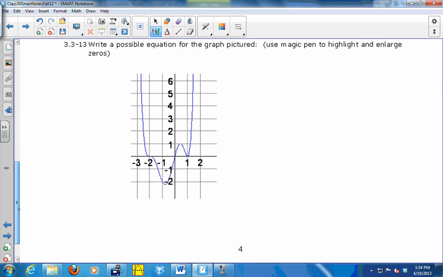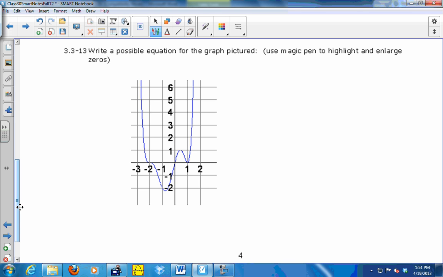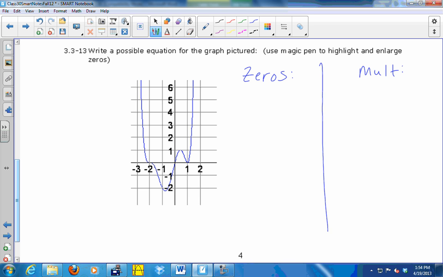So here's a graph of a polynomial function. I want to write out a possible equation for it. So let's just write out its zeros. Okay, so list off the zeros for me for this polynomial, or the x-intercepts. -2, 0, and one more. 1. The x-intercepts are at -2, 0, and 1.